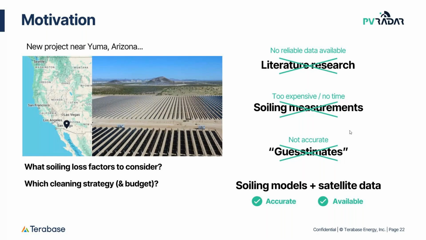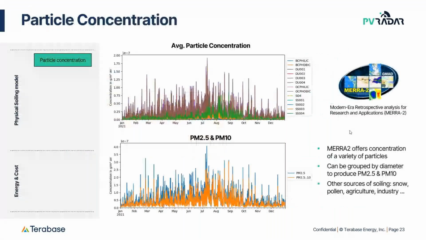This is exactly what you would be doing when clicking the button Import PVRADAR in PlantPredict. When you do that for a new location, a modeling chain is kicked off. Let's have a look at how that works. The first step of this modeling chain is that we start from the particle concentration, the concentration of particles at the very location.